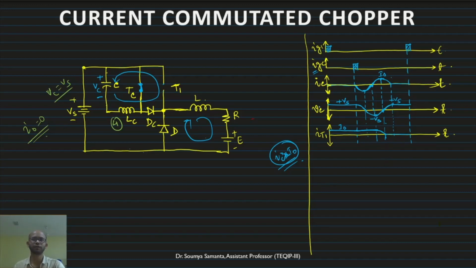So this is the basic operation of this one. The rest of the part you just do similarly to the way I have done it in the previous class. So this is the turn off process using current commutation. Now let us find out the values of LC and C. These are the two values we have to find out.